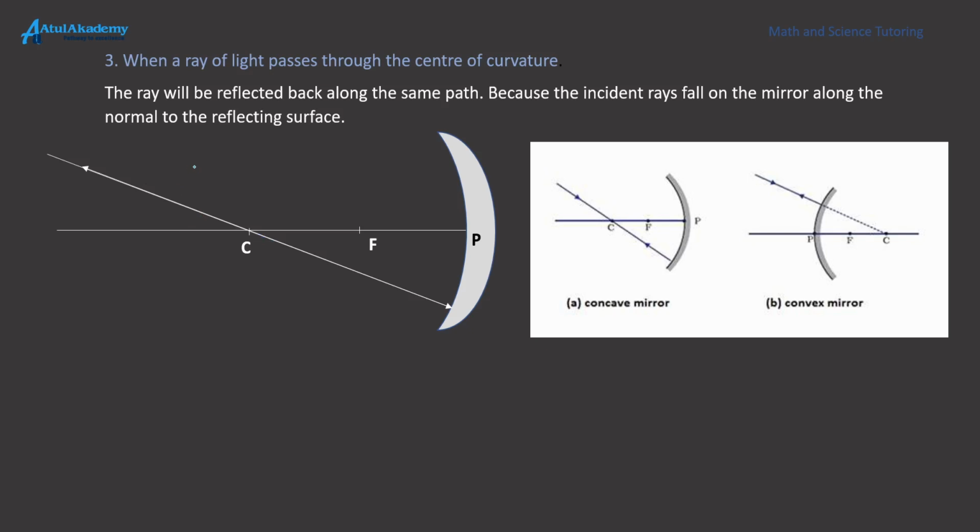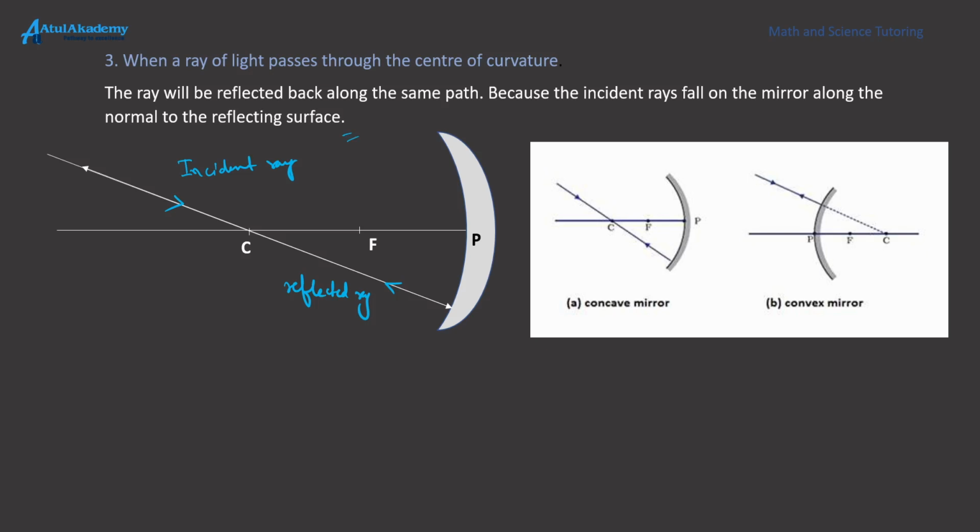This is the incident ray coming, and the reflected ray also goes back the same path. Clear? Because here what is happening, the incident ray falls on the mirror along the normal to the reflecting surface. So that is why this is happening.